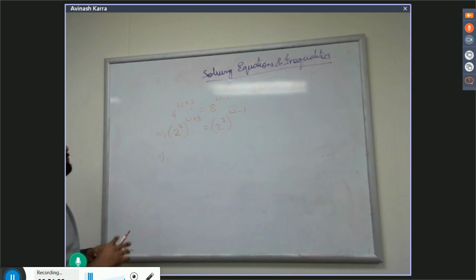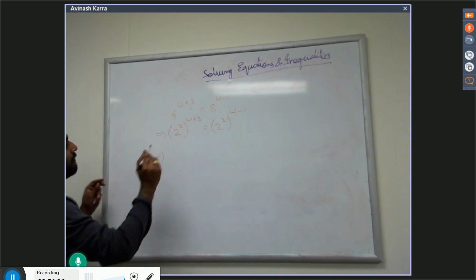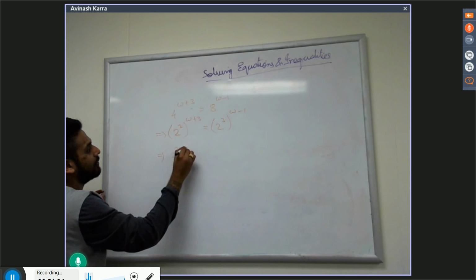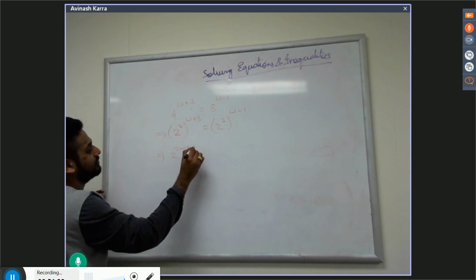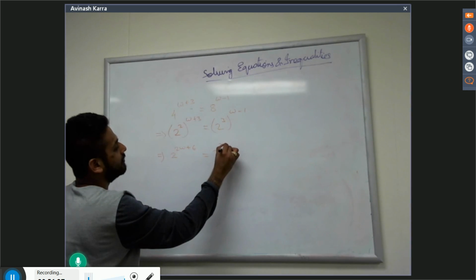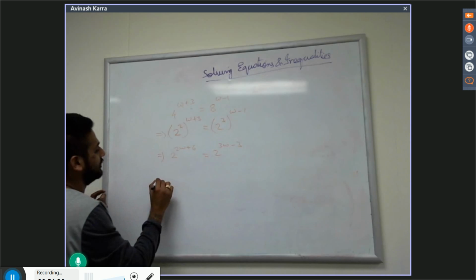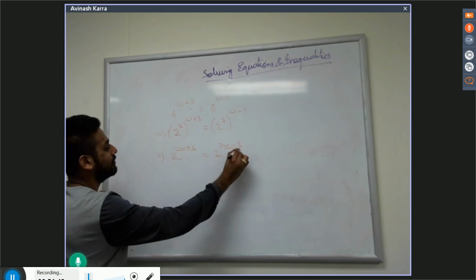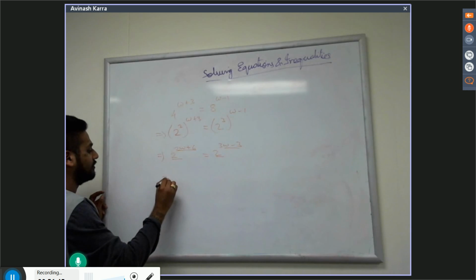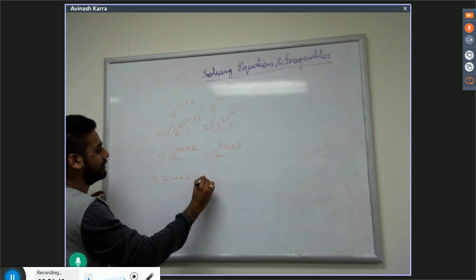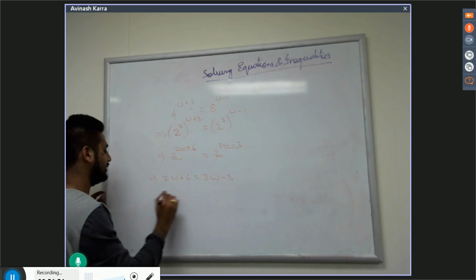When I apply the formula a to the power of m to the power of n equals a to the power of mn, it becomes 2 to the power of 2w plus 6 is equal to 2 to the power of 3w minus 3. So both the bases are equal, so the powers are also equal. From that, 2w plus 6 is equal to 3w minus 3.